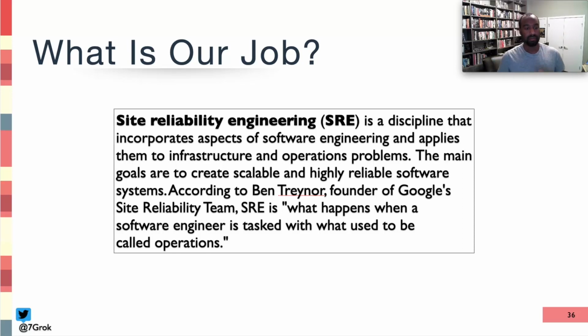So, right, I put this here, even though we all know it, right? But I want to call out, what is our job, right? I want to point out that we should keep in touch with our origins, right? If SRE is incorporating aspects of software engineering and applying them to infrastructure and operations problems, we should look at what the software engineers are doing, right? As they evolve their understanding of abstractions and systems design, we should also evolve our understanding of those things, right?